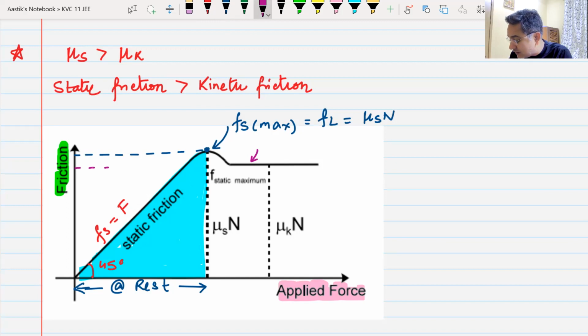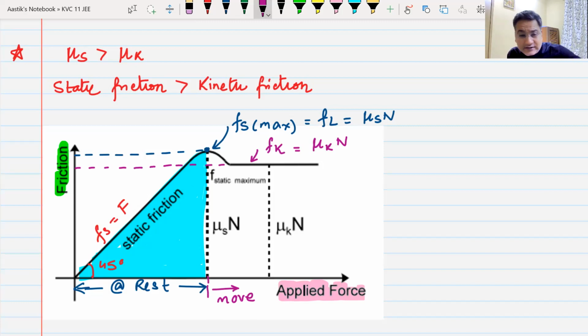How much is this fixed value? This is our twin brother, who is a simple, straightforward guy. And this is your kinetic friction, which is mu K multiplied by N. As you can see, this kinetic friction is always going to be less than your limiting value. So from here onwards, the body starts to move, motion starts. This is the kinetic range.